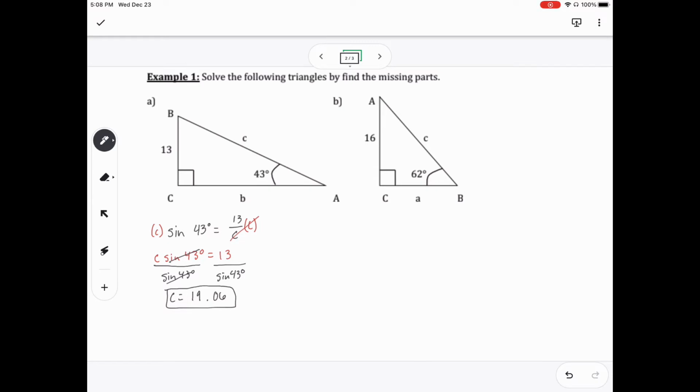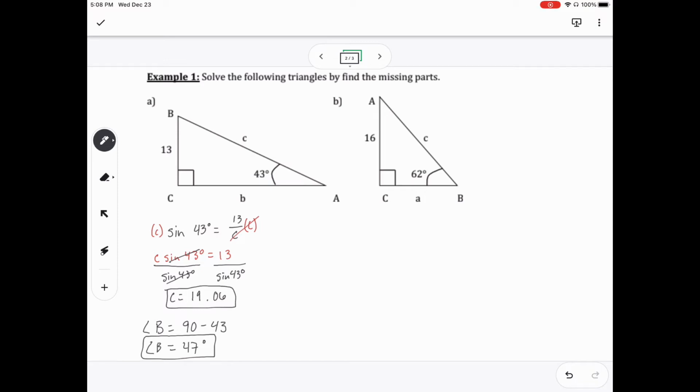From there, we can find anything that we want. So let's find the angle B that is missing. And so because 43 and angle B equal 90, I can take 90 minus 43 to get what angle B's measurement is, which is 47 degrees. And last but not least, let's find side B.